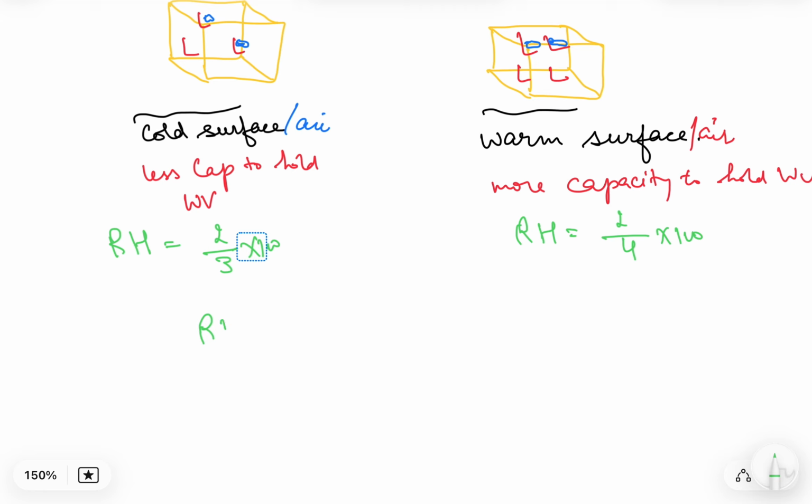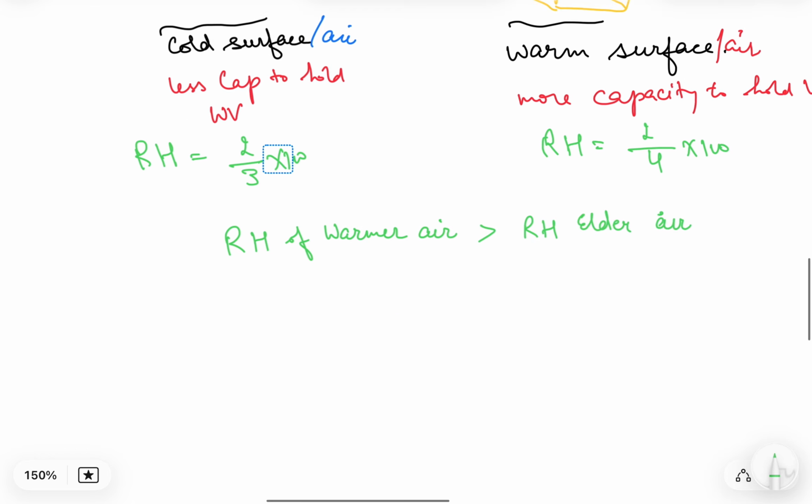So the relative humidity of warmer air is less than the relative humidity of colder air. So a decrease in temperature implies an increase in relative humidity.